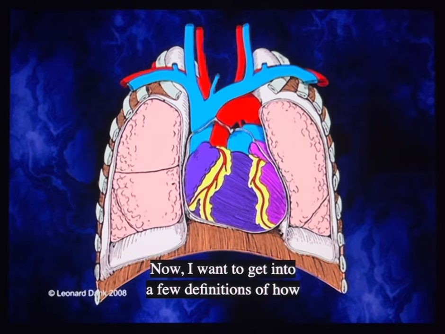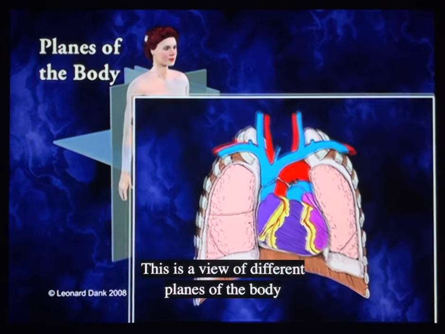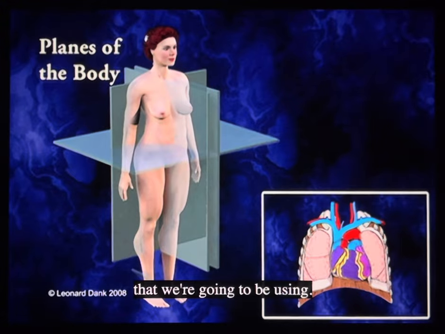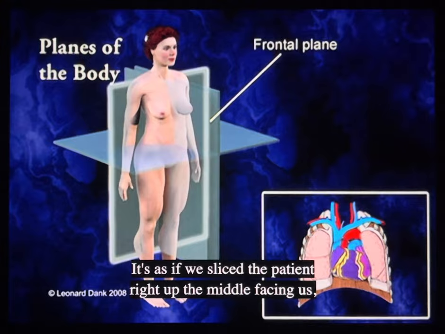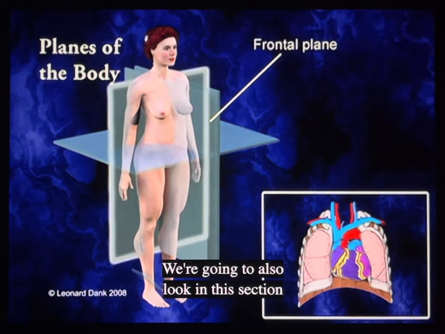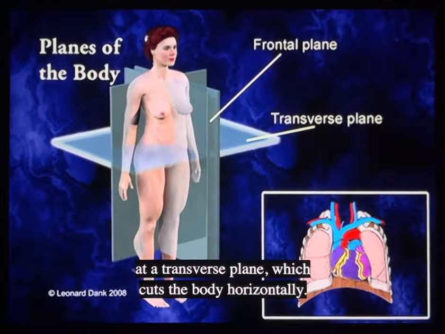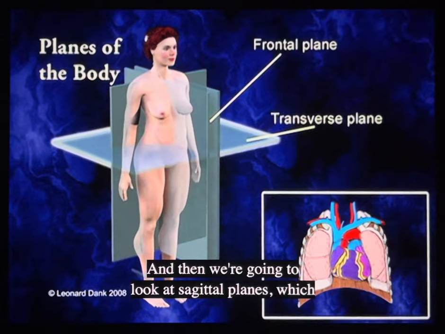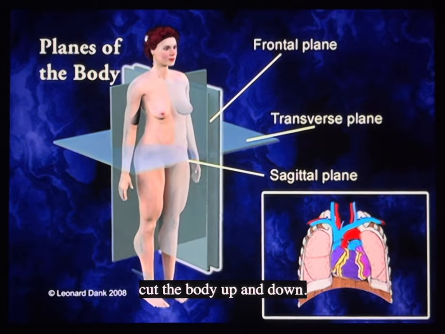Now, I want to get into a few definitions of how we look at these pictures. This is a view of different planes of the body that we're going to be using. The plane I just showed you is a frontal plane. It's as if we sliced the patient right up the middle, facing us. And we're looking at the heart through that frontal plane. We're going to also look in this section at a transverse plane, which cuts the body horizontally. And then we're going to look at sagittal planes, which cut the body up and down.